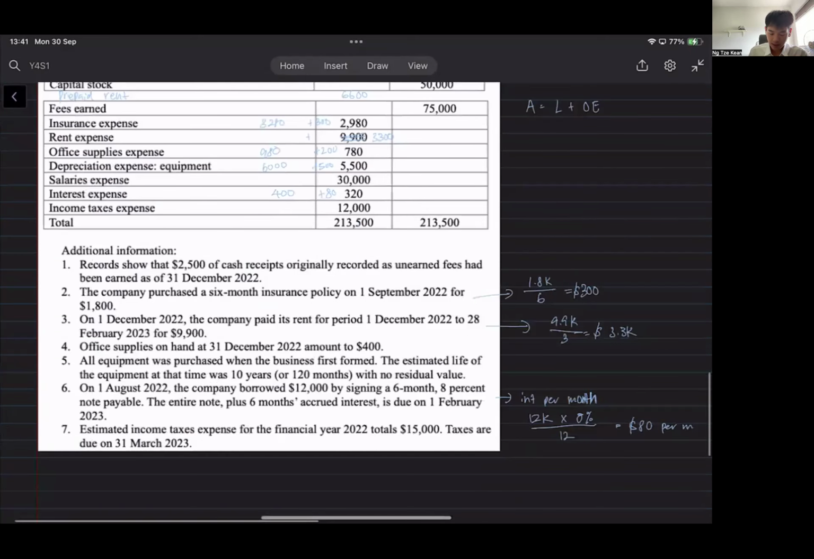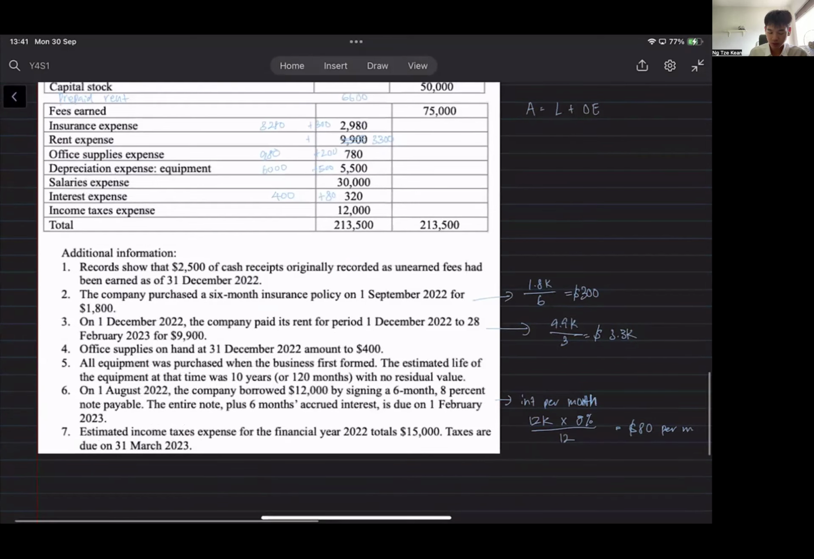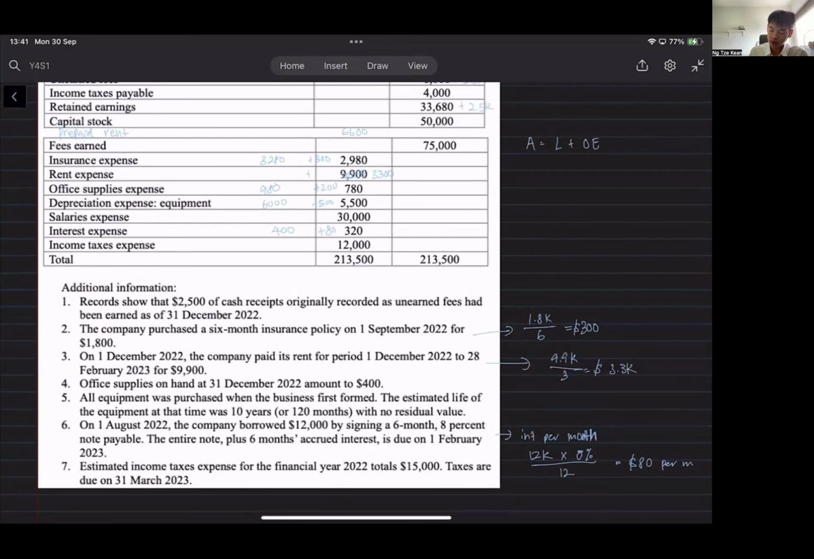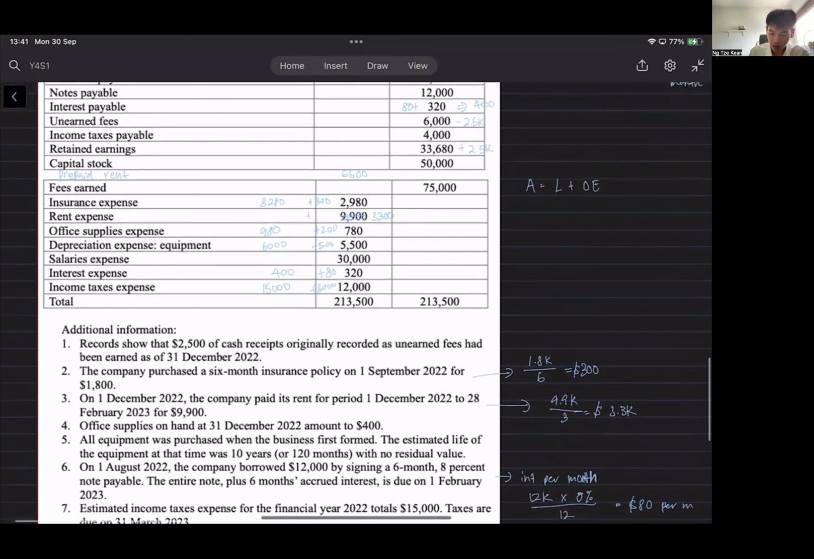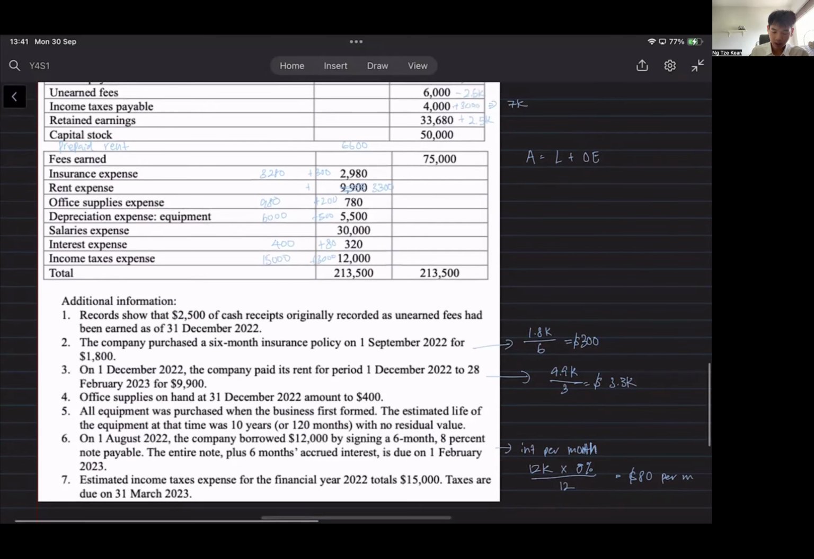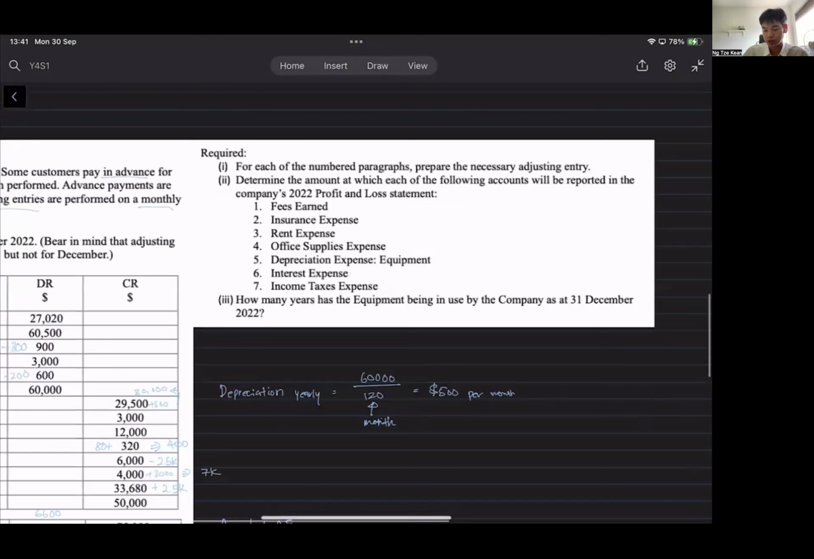Right. And the last point, estimated income tax totaled 15,000. Taxes are due on the 31st. So right now, for the financial year, it totals 15,000. So as of the 1st of December, it's 12,000. We need to increase this by 3,000. And this will give us the 15,000 final value. And we should have a tax payable, income tax payable. So we need to increase this by 3,000 as well. And this will give us the 7,000 value. And with this, we have made the corresponding adjusting entries for each of the numbered paragraphs.